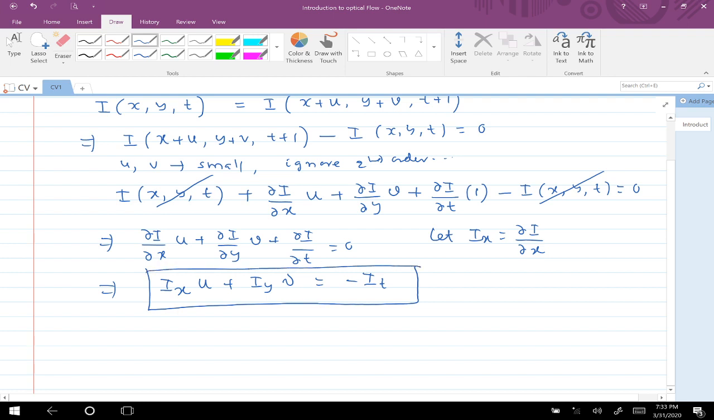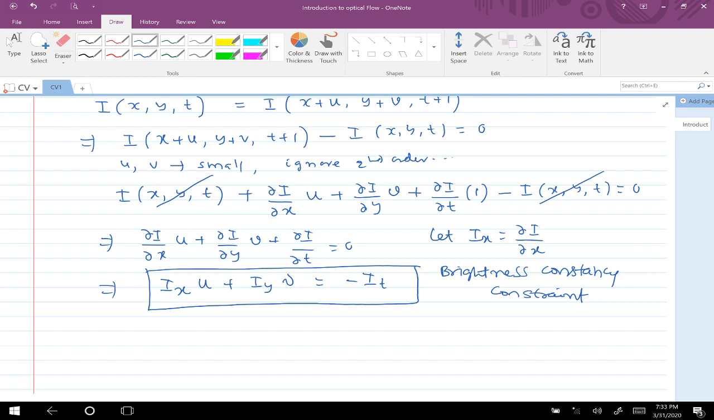for optical flow, assuming brightness constancy, by imposing the brightness constancy constraint. This is the result of the brightness constancy constraint. You are assuming that brightness is constant, so that's why you are making that equal to 0.